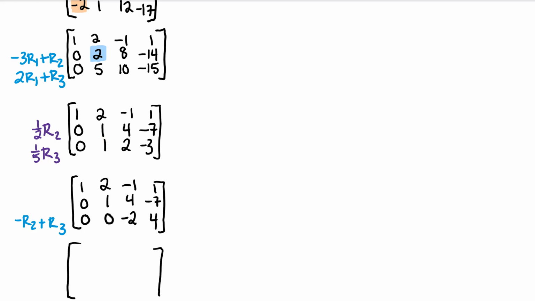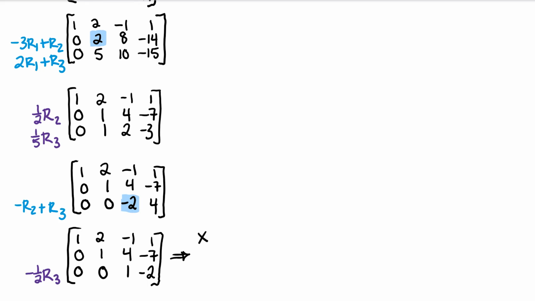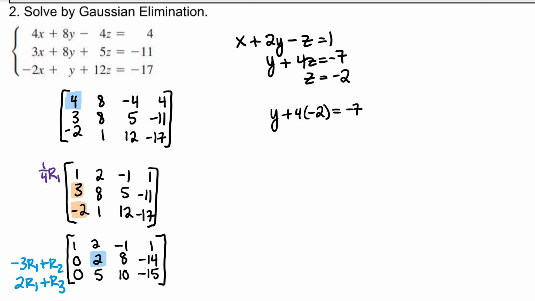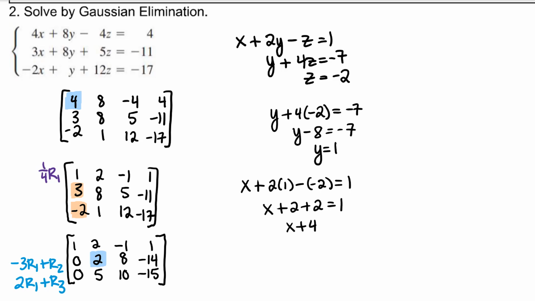The last step is to get the entry in the third row and third column to be a leading 1. Multiply the third row by -1/2. Now rewrite this as a system of equations and use back substitution to solve for y and x. Your solution is -3, 1, -2.